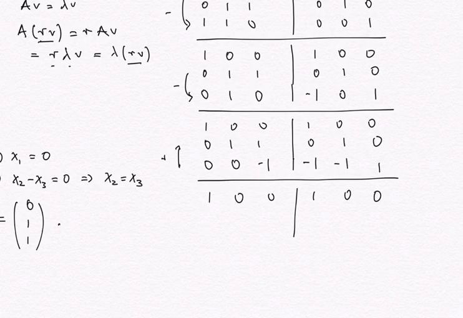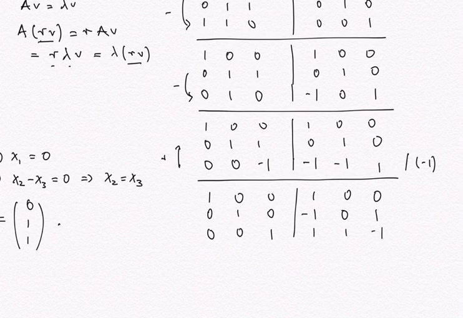I'm just going to do this addition here, which is going to give me the second row, 0 plus 0, 1 plus 0, 1 plus minus 1, that's 0, that's what I wanted. 0 plus minus 1 is minus 1, minus 1, 1 plus minus 1 is 0, and 0 plus 1 is 1. And now I multiply by minus 1 here to get 0, 0, 1, 1, 1, minus 1.